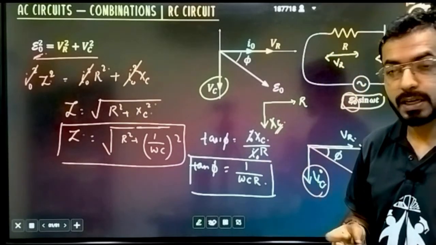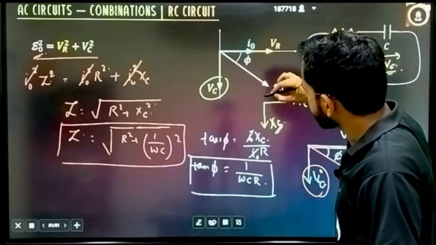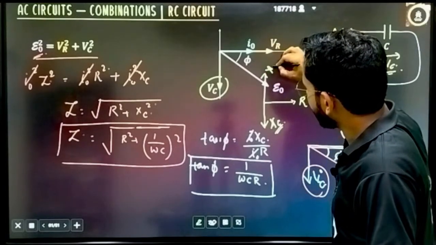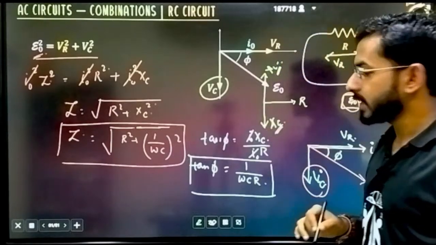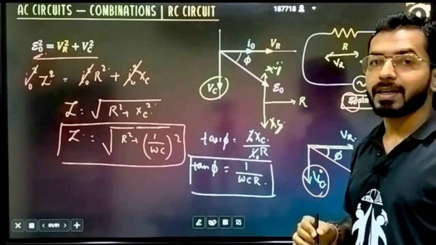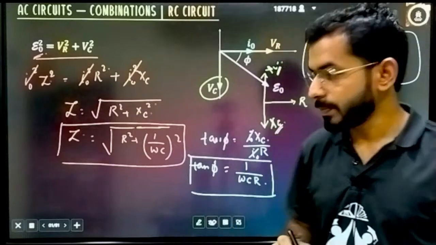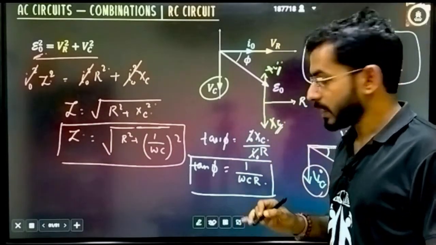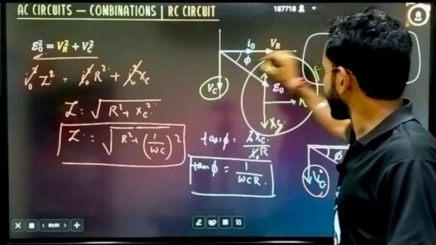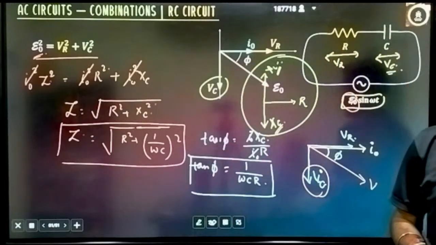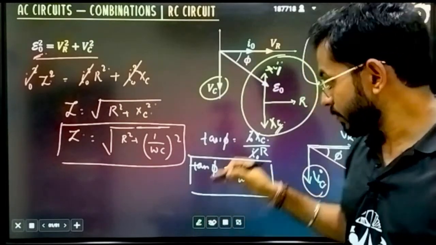Xc is always represented along the negative y-axis, and remember that XL, the inductive reactance, is always represented along the positive y-axis. Where is it always represented? Positive y-axis. Just remember this, and you don't need anything else. All the questions will be solved simply on this basis.